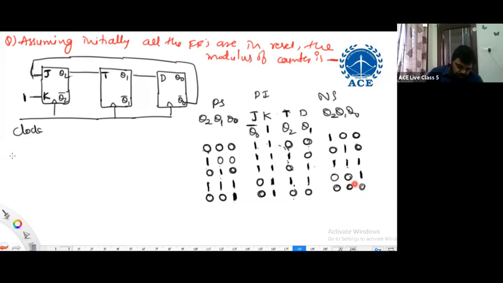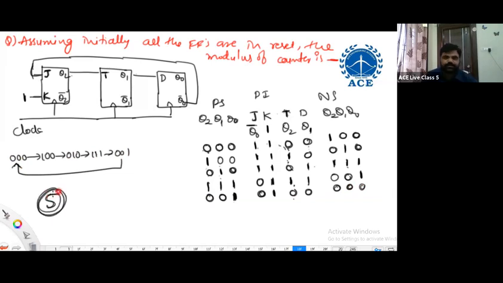What sequence is it going through? 0, 0, 0, then 0, 1, 0... 1, 0, 0, then 0, 1, 0, then 1, 1, 1, next 0, 0, 1, again back to 0, 0, 0. Then what is the modulus of the counter? 1, 2, 3, 4, 5. So the answer is 5. The modulus of this counter is 5.